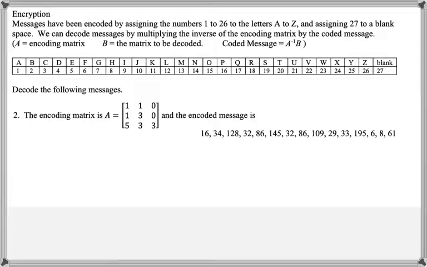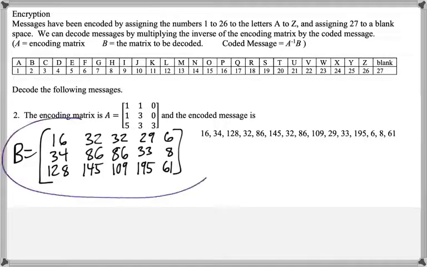On number 2, our encoding matrix is a 3 by 3 matrix. So when we are creating our matrix B to put these numbers into, it needs to be a 3-row matrix. Otherwise, the matrix multiplication won't work. So we need to fill up this matrix column by column. So this is what matrix B will look like.